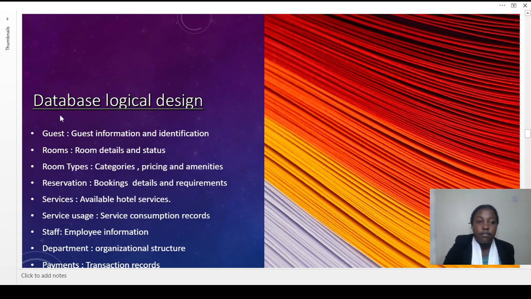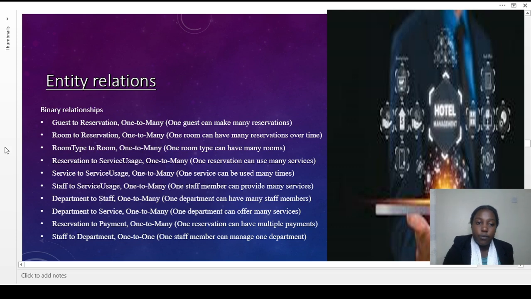Then we have the database. So we're going to look at the database logical design. Mainly our entities include guests, rooms, room types, reservations, services, service usage, staff, departments, and payments. And in this logical design, in the guest entity, we have guest information and identification, room details and status, and so on. So we have the entity relationships.